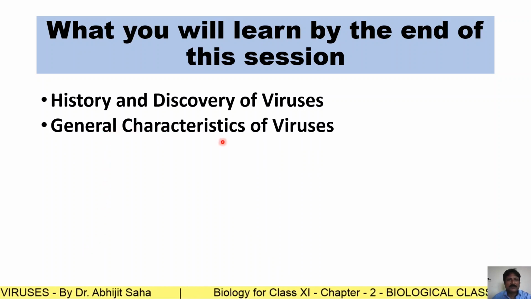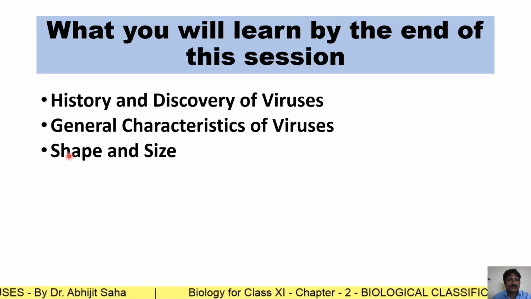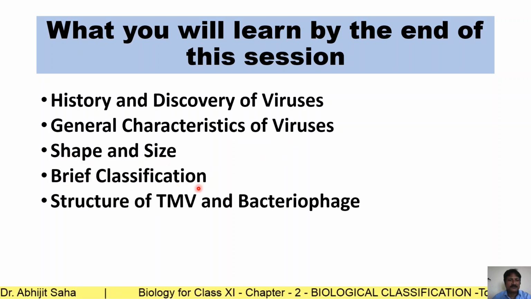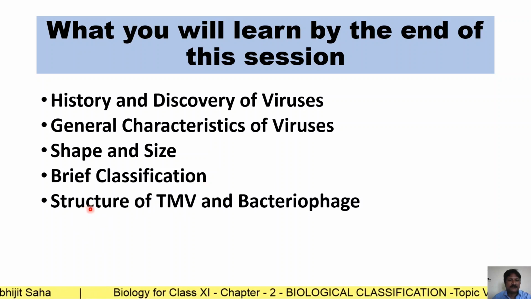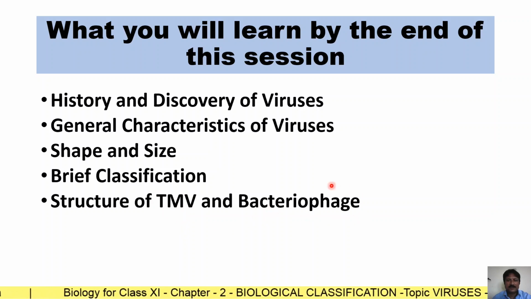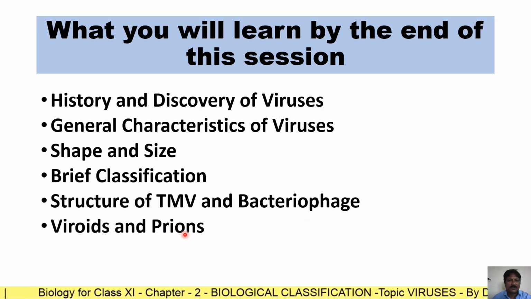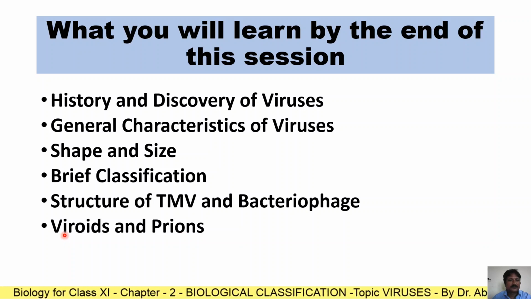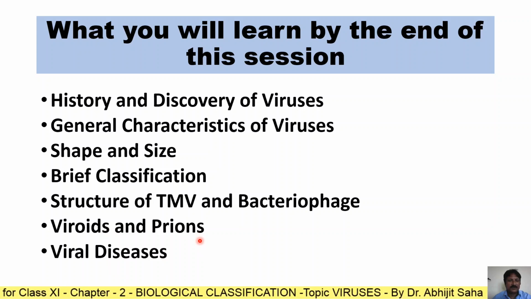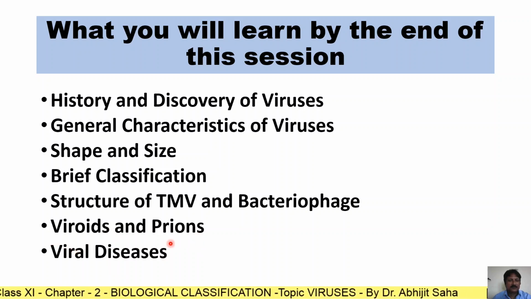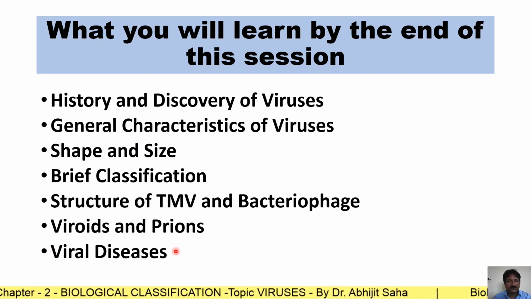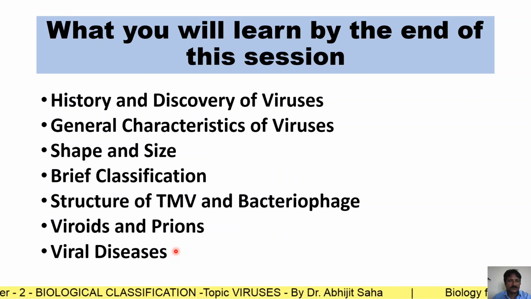You will learn the general characteristics of viruses, their shape and size, a brief classification of viruses, and we will study the structure of a tobacco mosaic virus and the structure of a bacteriophage, and end with a discussion on viroids and prions. Now, there are several viral diseases, so we will have a brief discussion on some of the viral diseases also.